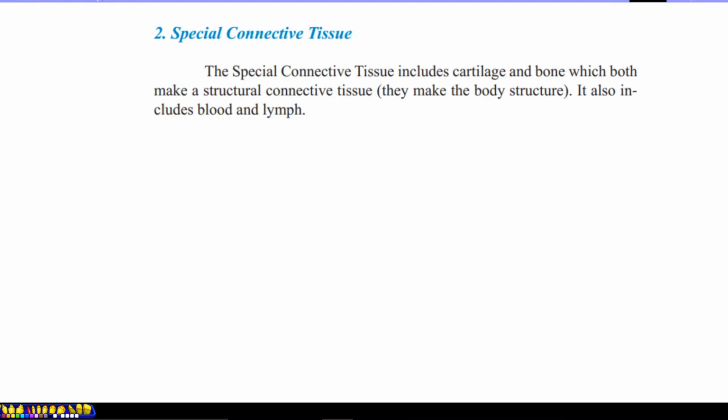Special connective tissue includes special kinds of cells with specific functions, more than 8 types of cells which are common for connective tissue. They include cartilage, bone, blood, and lymph, which we're going to study one by one.